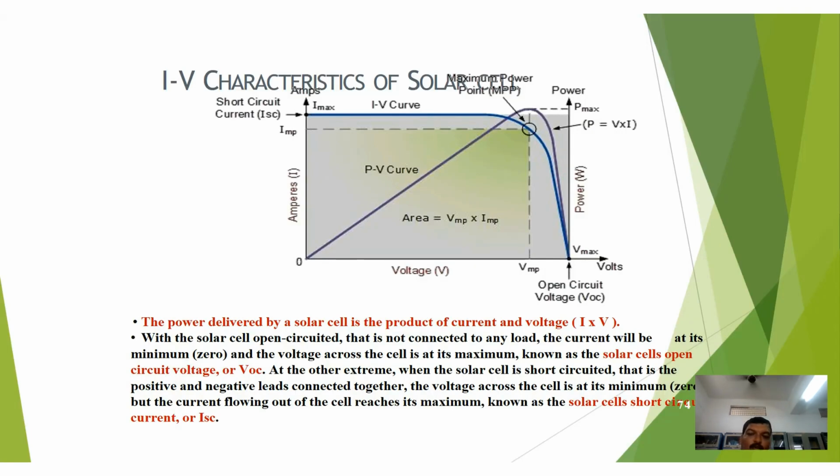With the solar cell open circuited, that is not connected to any load, the current will be at its minimum, zero, and the voltage across the cell is maximum. So when the current is zero, V is maximum. When V is zero, current is maximum. Why? Because when the solar cell is short circuited, the positive and negative leads are connected together, so the voltage across the cell is at its minimum, zero, and the current is known as the solar cell's short circuit current.